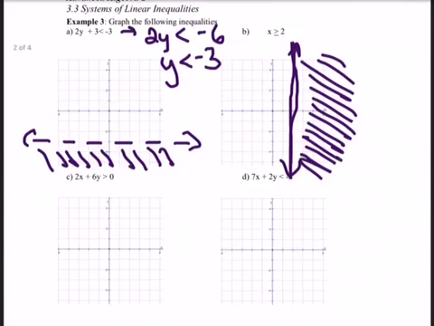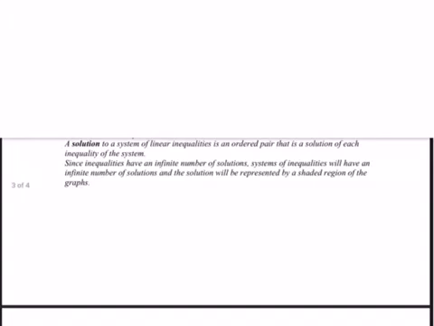All right, so now if I have a system of linear inequalities, that means I have 2 or more inequalities, and to solve, that means that I have a point that satisfies all of them together. So graphically, what we'll be looking for is where does the shaded region overlap for all of the inequalities that are included.